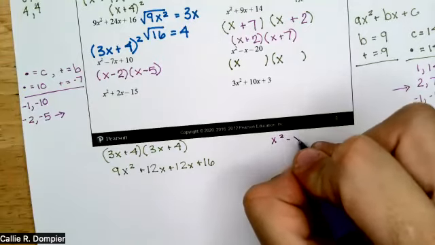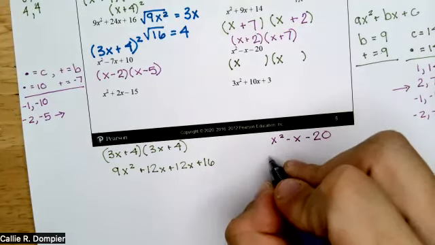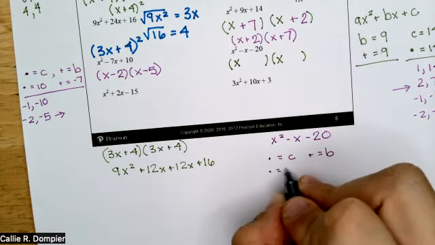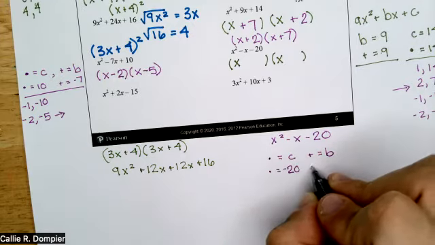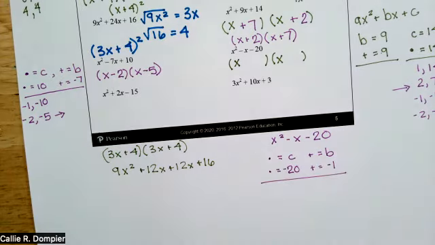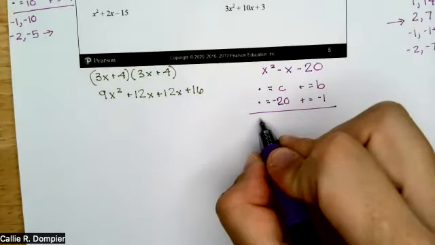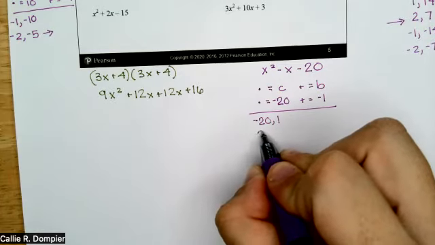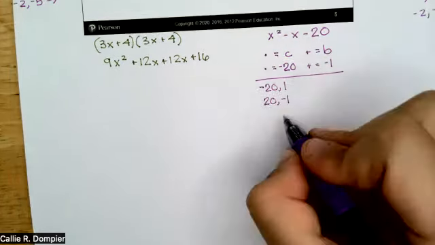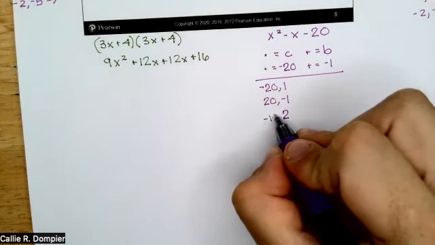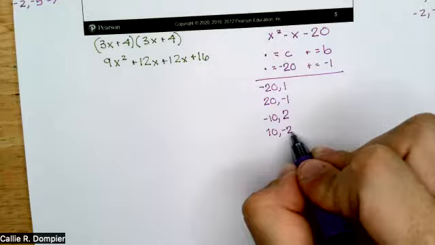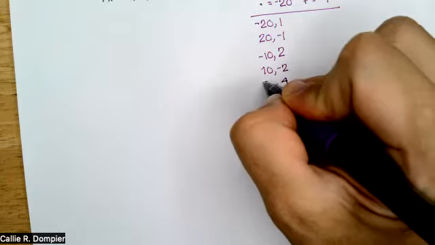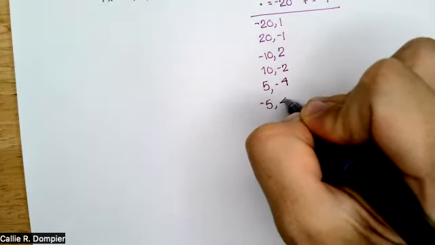x squared minus x minus 20. We need it to multiply to equal c, add to equal b. C is a -20, b is a -1. Multiply to equal -20. -20, +1, 20, -1, 2, -10, +10, -2, 4, 5, 5, 4.